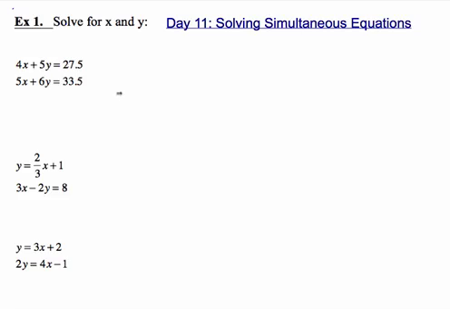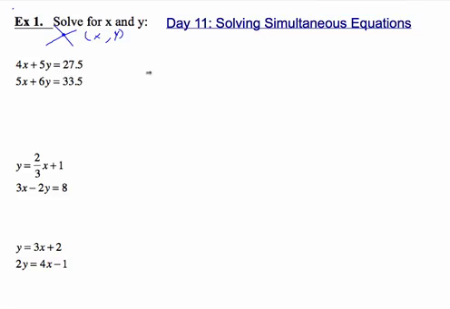Okay, in the first example here we have two equations, so we have simultaneous equations we're solving for x and y. If you were to graph these equations, they might meet at one point, and that would be your solution, an x and a y value where they meet. So there's only one x and y that satisfy both equations. That's called the solution of the equation. We're going to use our GDC to solve this.